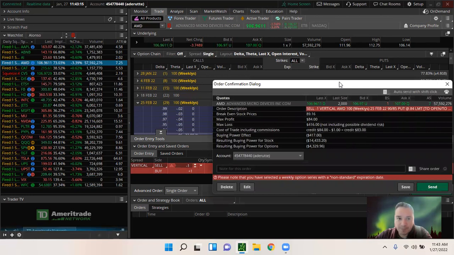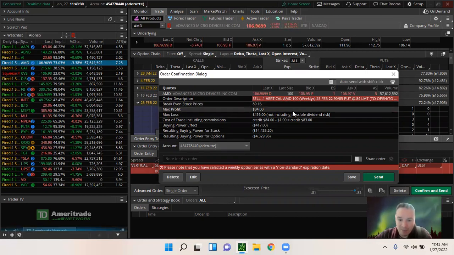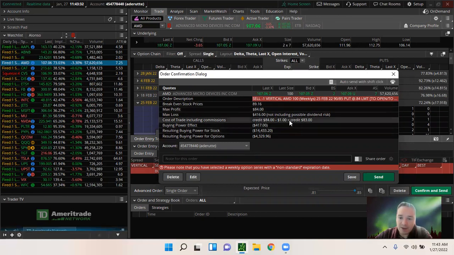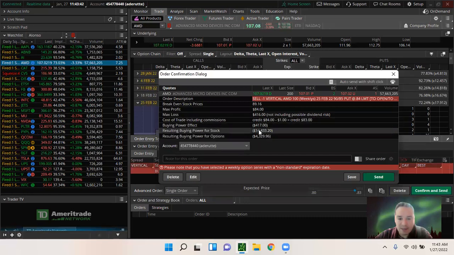So the most I can make is $84. The max I can lose is $416 because it's the $500, the difference between the 90 and the 85, minus the $84 from the profit. It's going to cost me $1.50 each for each contract. And I need this amount of capital, right, to be able to invest. It's going to be $417.